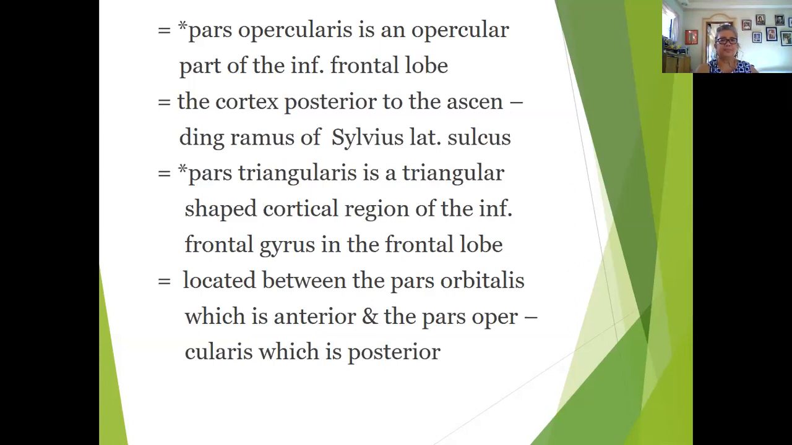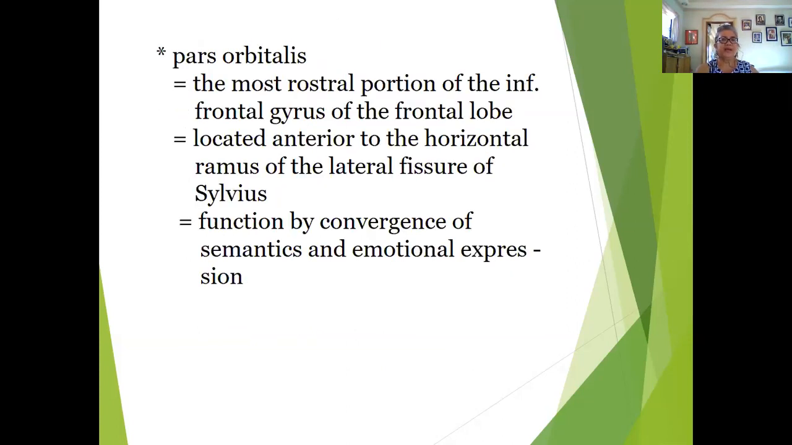So meaning to say that the pars triangularis is between the two lobules that will be formed in the inferior lobe. Then your pars orbitalis is the most rostral portion of the inferior frontal gyrus of the frontal lobe, located anterior to the horizontal ramus of the lateral fissure of Sylvius. Now, the function will be the convergence of semantics and emotional expression.